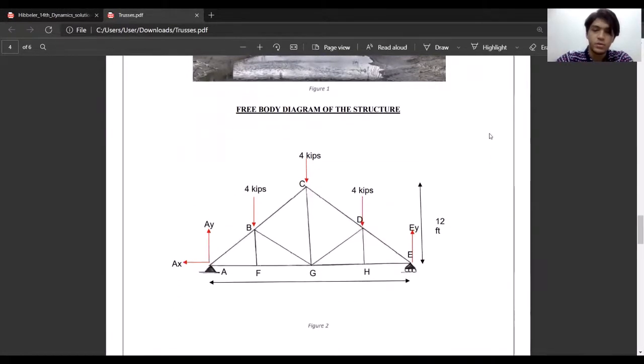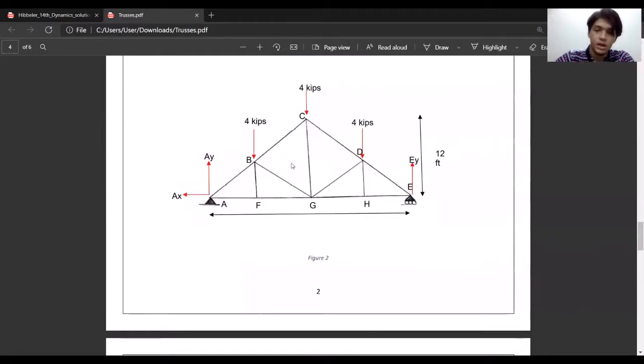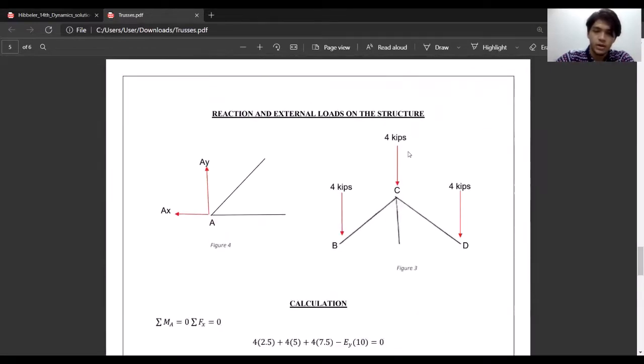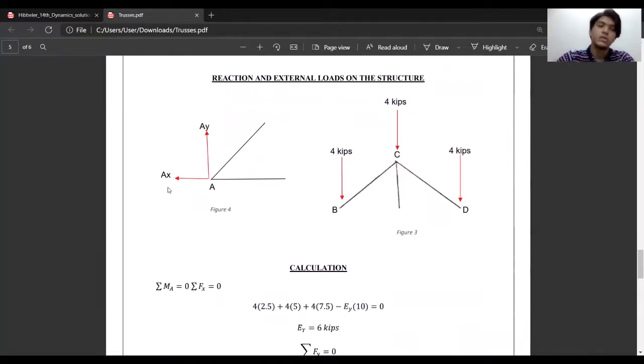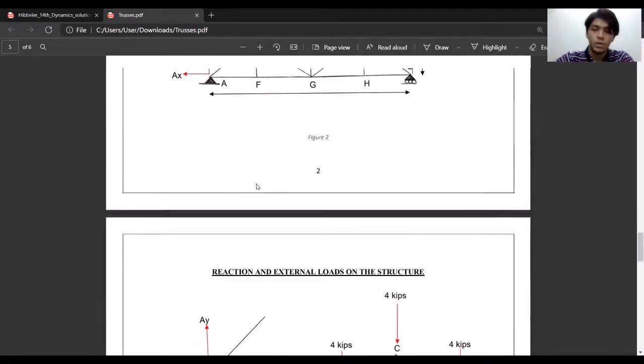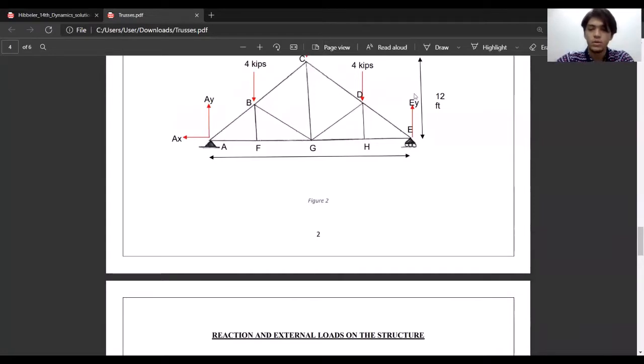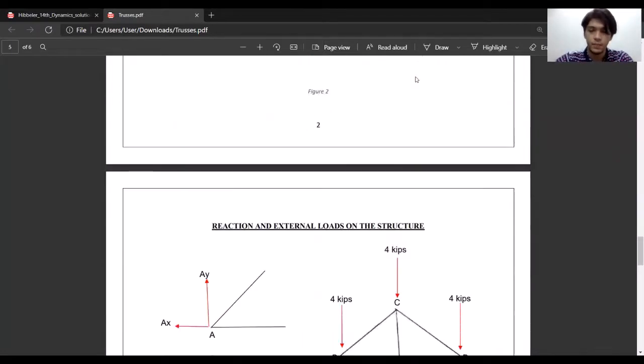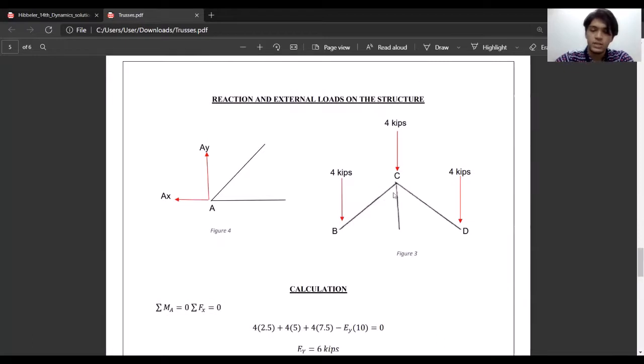So here's a free body diagram of the structure. As we can see, the external forces only act at the ends of the joints. So, the reactions and external loads on the structure. For joint A, we can see there are two reactions: a vertical force and a horizontal force. While for joint E, we can see there is only one reaction, which is a vertical force only. For external loads, we can see there are three external loads acting on each of joints B, C, and D.